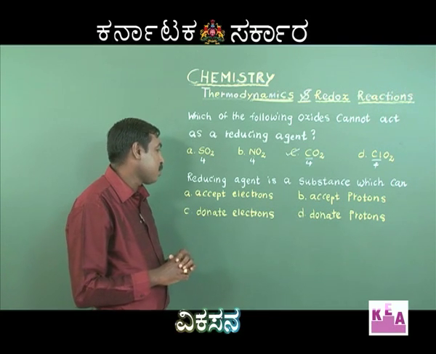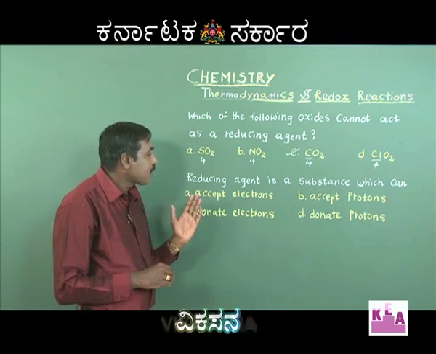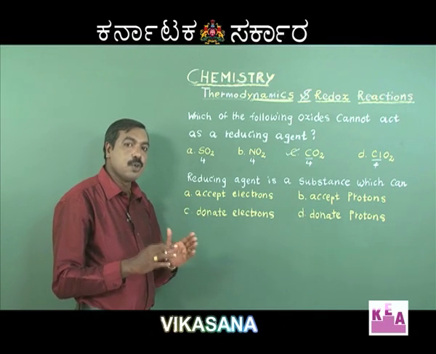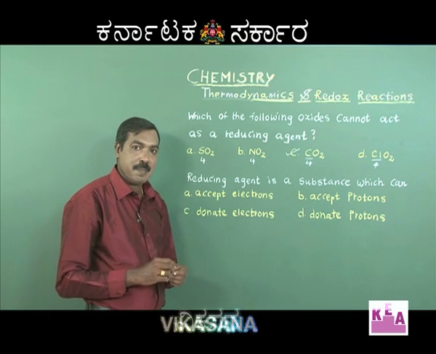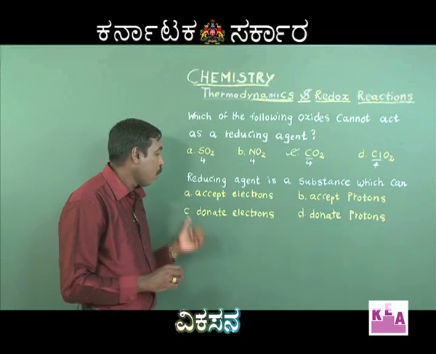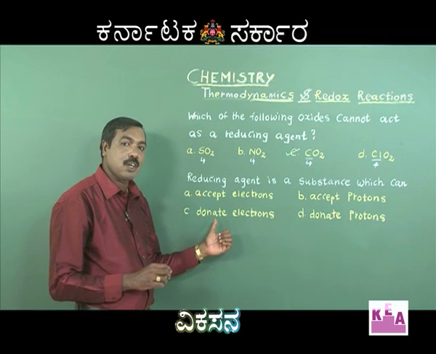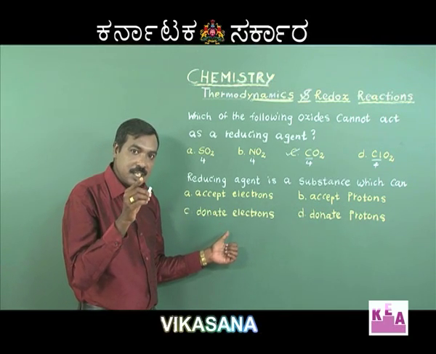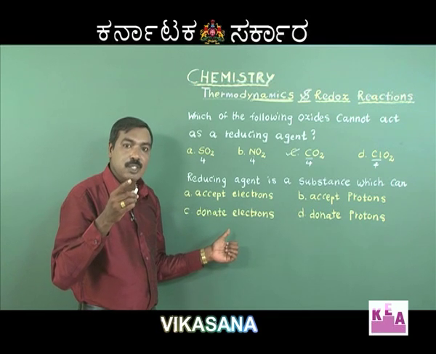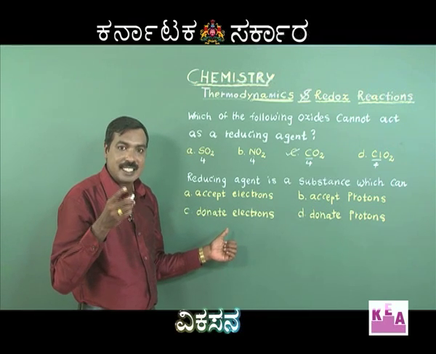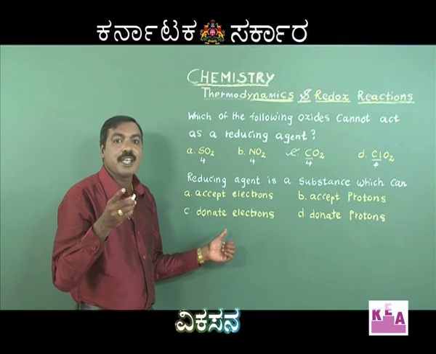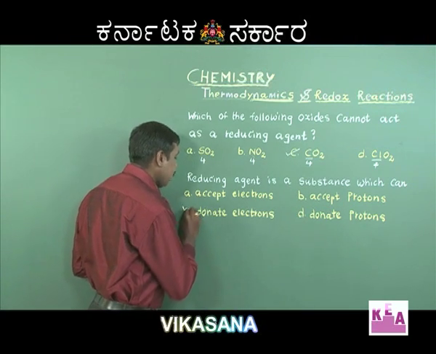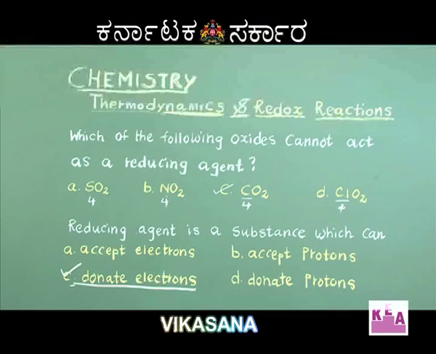Reducing agent is a substance which can accept electrons, accept protons, donate electrons, donate protons. I would say the right option is option C, donate electrons, because it is connecting to my definition of oxidation, process of loss of electrons, gain in charge. Therefore, it can be a very good reducing agent. Right option is option C, donate electrons.